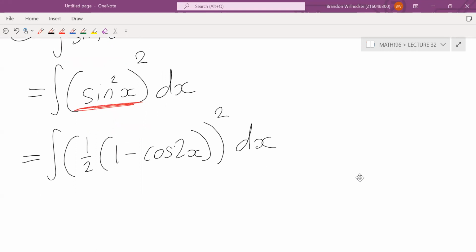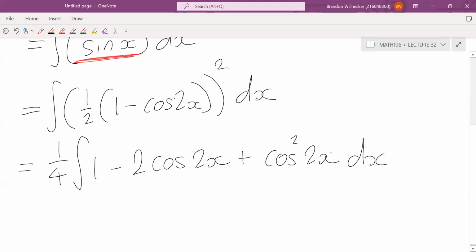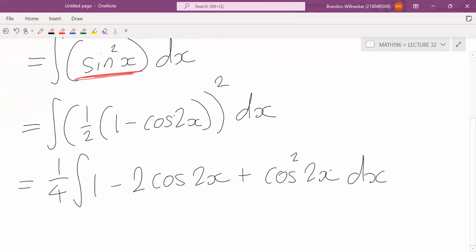Okay, so the 1/2 squared we can take out. That's going to be 1/4. And we're left with the integral of 1 minus cos 2x, all of that squared. So that's going to be 1 minus 2 cos 2x plus cos squared 2x dx. Okay. Now, we can do the first term, integrating 1. That's easy. Integrating cos 2x, that's easy. What about cos squared 2x?